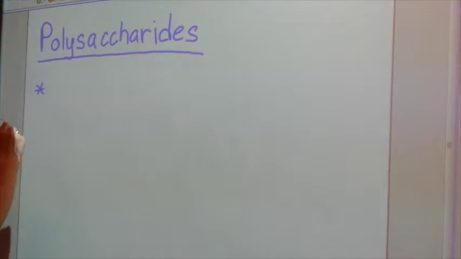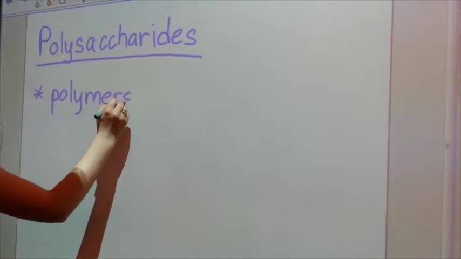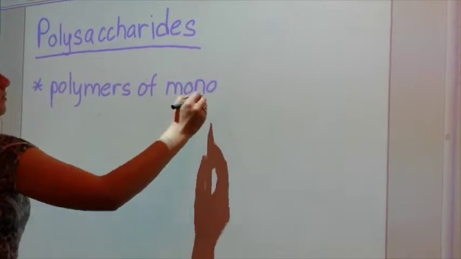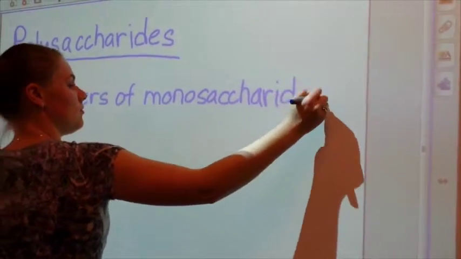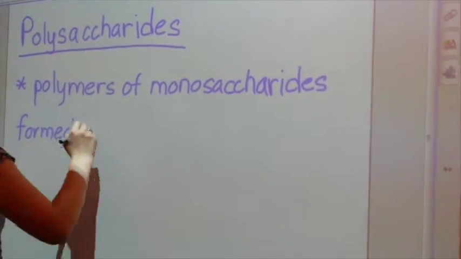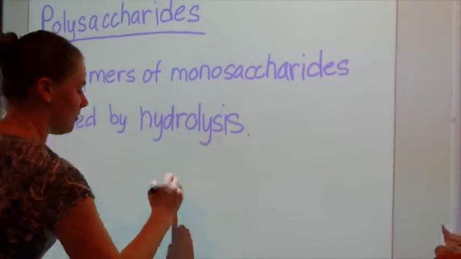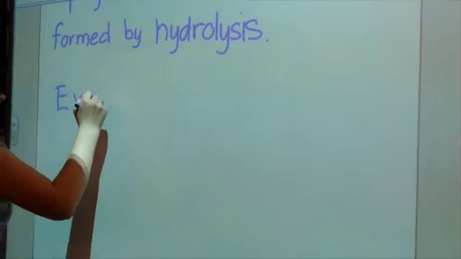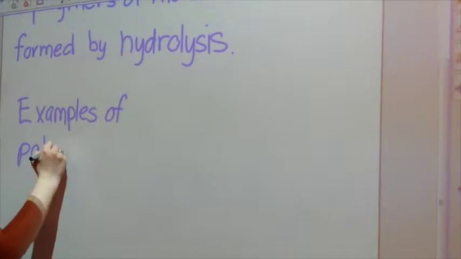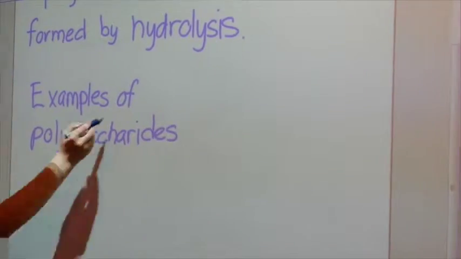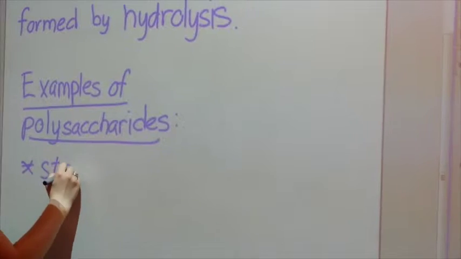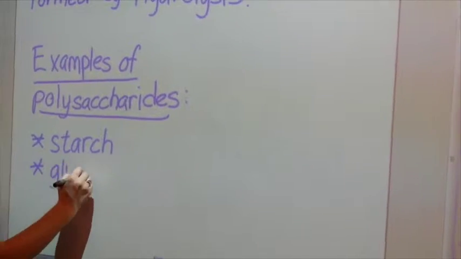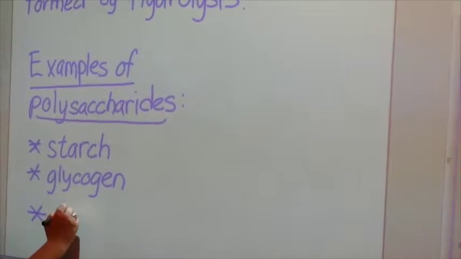Polysaccharides are long carbohydrate molecules. Polysaccharides are polymers of monosaccharides formed by hydrolysis. Polysaccharides are also known as complex carbohydrates. Some examples of polysaccharides are starch, glycogen, cellulose, and chitin.